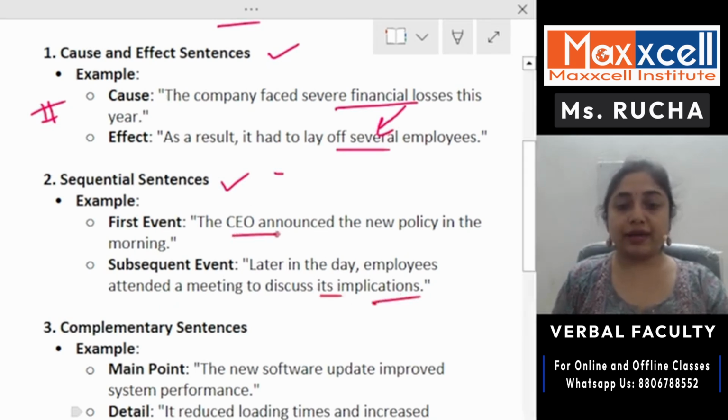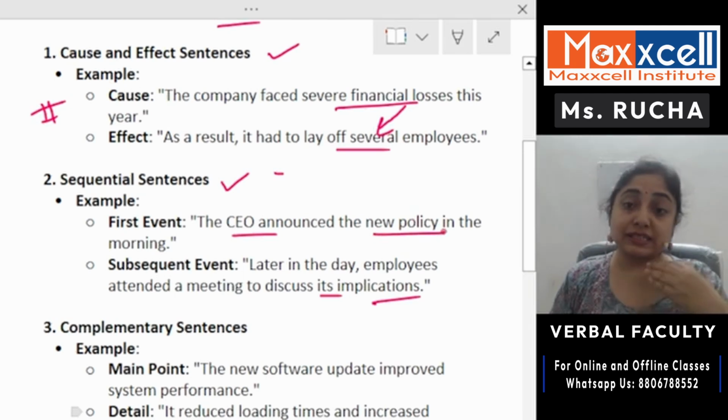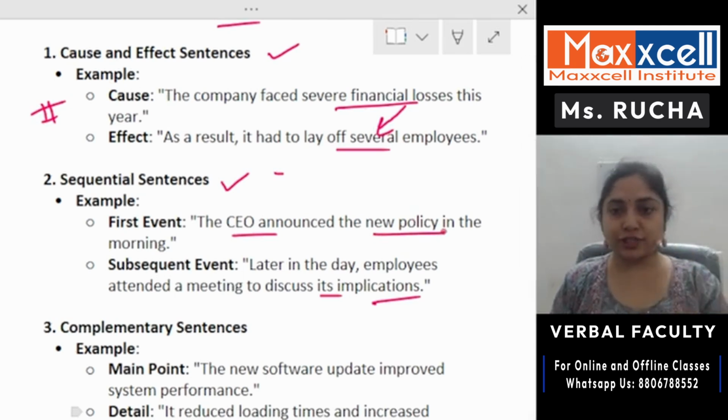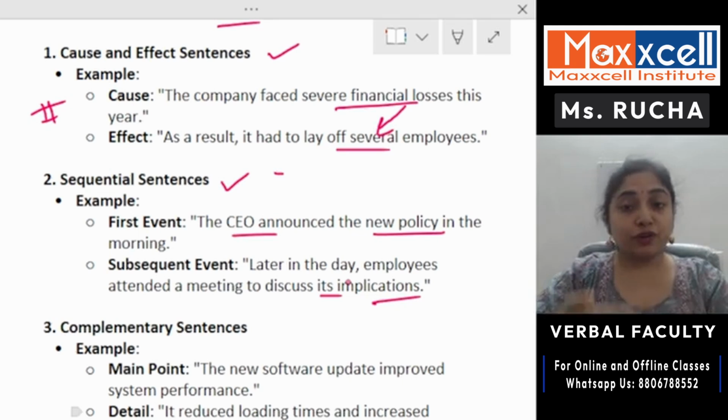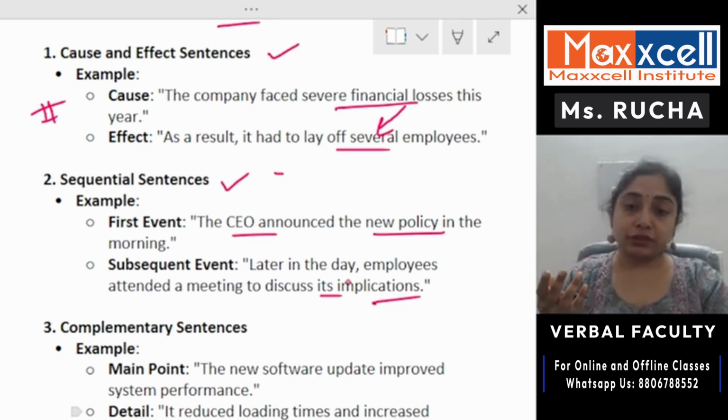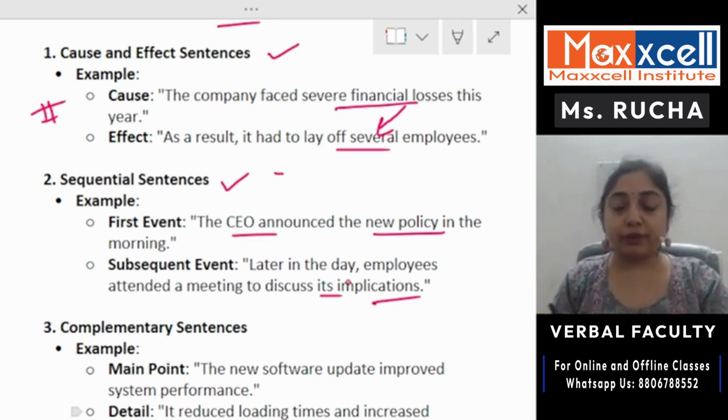Now the CEO has announced a new policy. When we are saying new policy, this new policy is certainly going to be the first statement, isn't it? And later in the day, which means we are automatically talking about something which is coming later in the day, which means in the first half of the day this discussion must have happened where he announced new policies, right? And to discuss its implications.